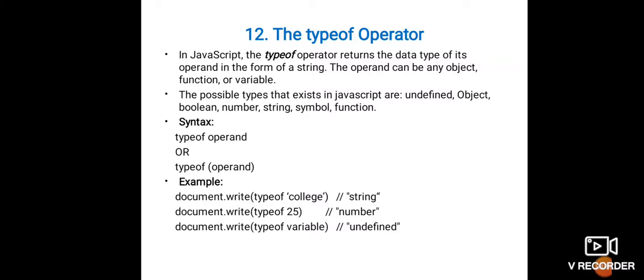The possible types that exist in JavaScript are undefined, object, boolean, number, string, symbol, function. The typeof operator evaluates to number, string or boolean if the operand is of primitive type number, string or boolean respectively. If the operand is an object or null, typeof evaluates to object. If the operand is a variable that has not been assigned a value, typeof evaluates it to undefined.